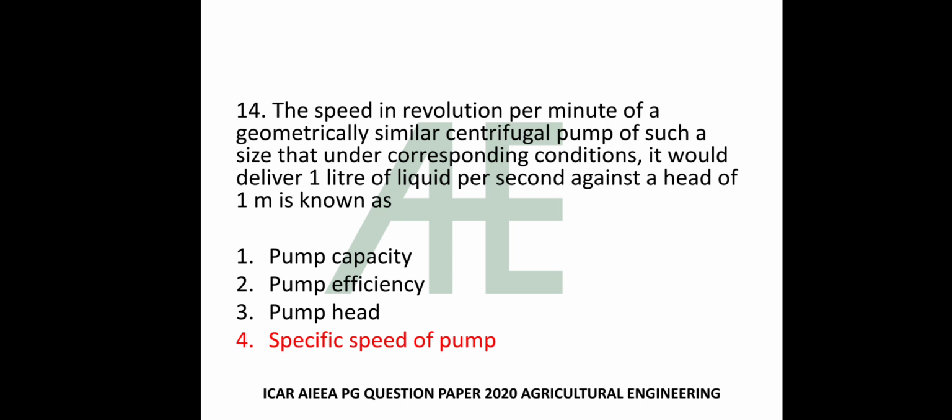The speed in revolutions per minute of a geometrically similar centrifugal pump of such a size that under corresponding conditions it would deliver 1 liter of liquid per second against a head of 1 meter is known as: pump capacity, pump efficiency, pump head, specific speed of pump. The answer is specific speed of pump.